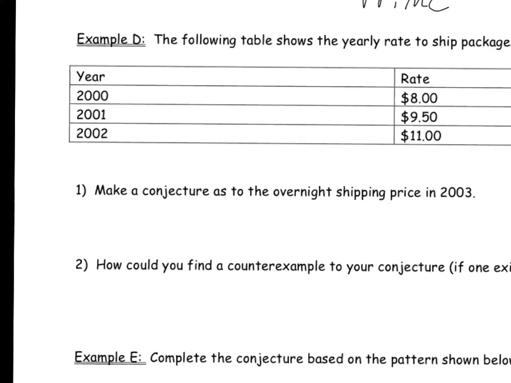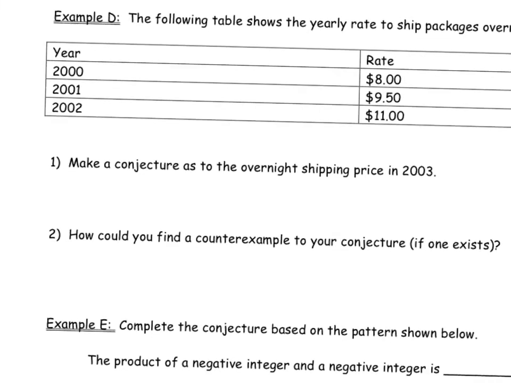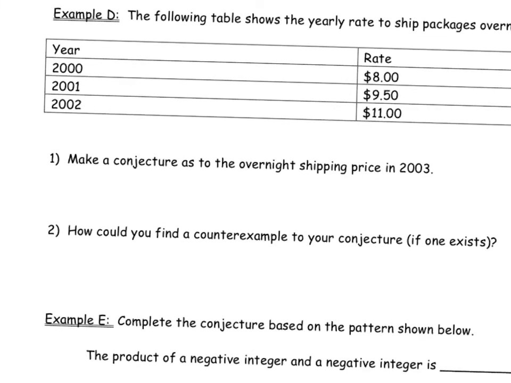Now let's move on down a little bit farther here. We want to use this table to make a conjecture about overnight shipping price in 2003. Well, it looks like every year that it goes up, the price also increases. And $8 to $9.50, $9.50 to $11. It looks like that price goes up by $1.50. So what's the price going to be in 2003? We can just go ahead and add $1.50, and I think that the price will be $12.50.